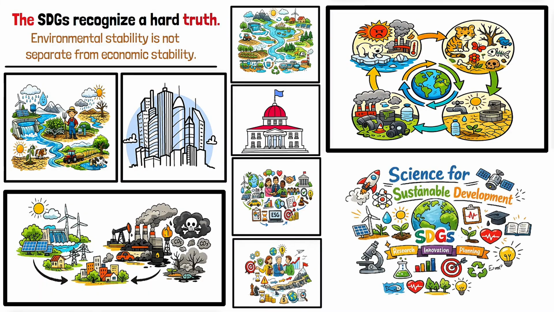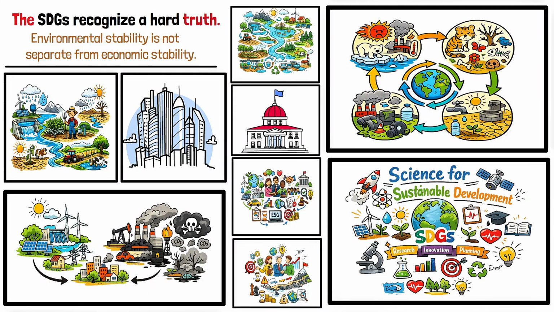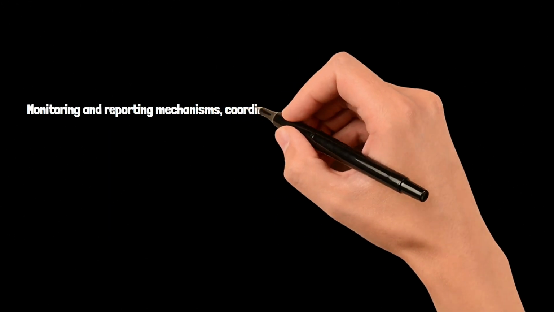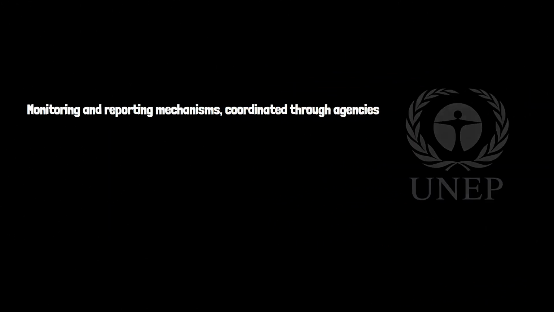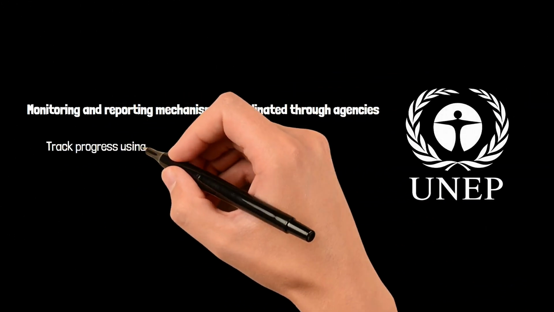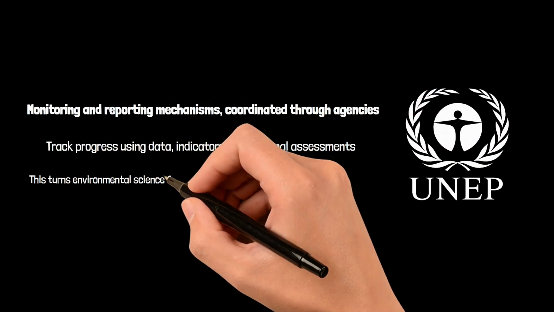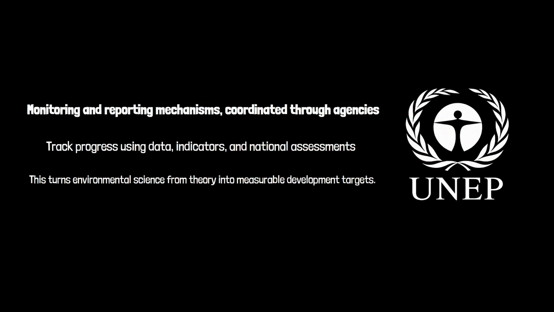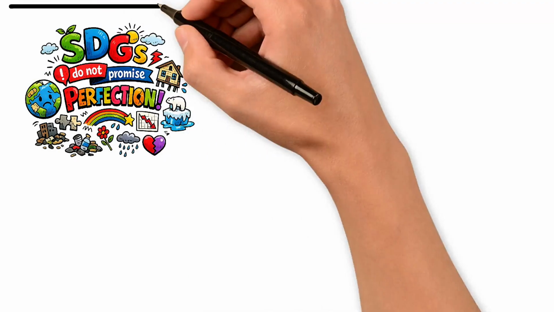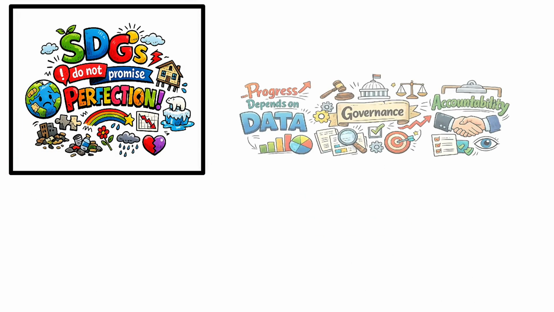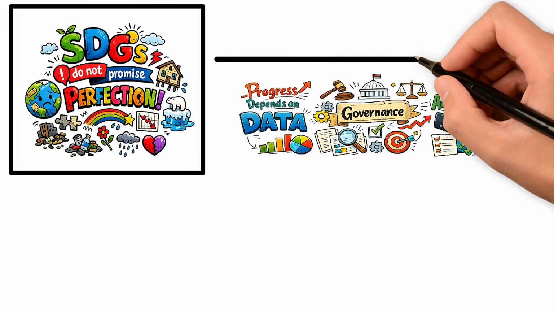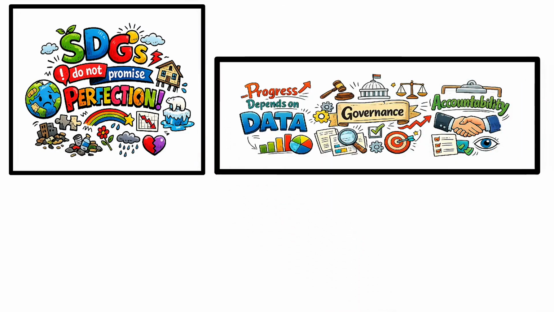The SDGs integrate science into planning, monitoring and reporting mechanisms, coordinated through agencies like the United Nations Environment Program, which track progress using data, indicators, and national assessments. This turns environmental science from theory into measurable development targets. Now here's the key insight. The SDGs do not promise perfection. They provide direction. Progress depends on data, on governance, on accountability.